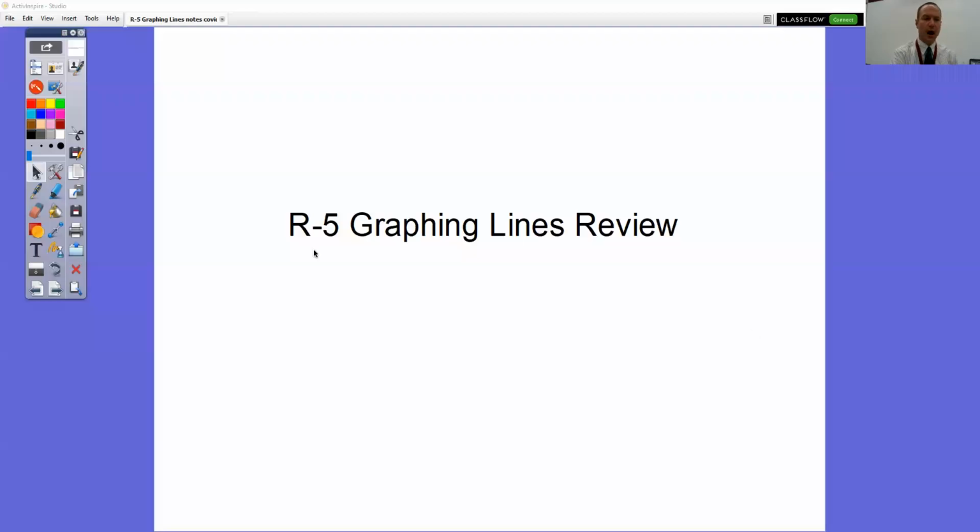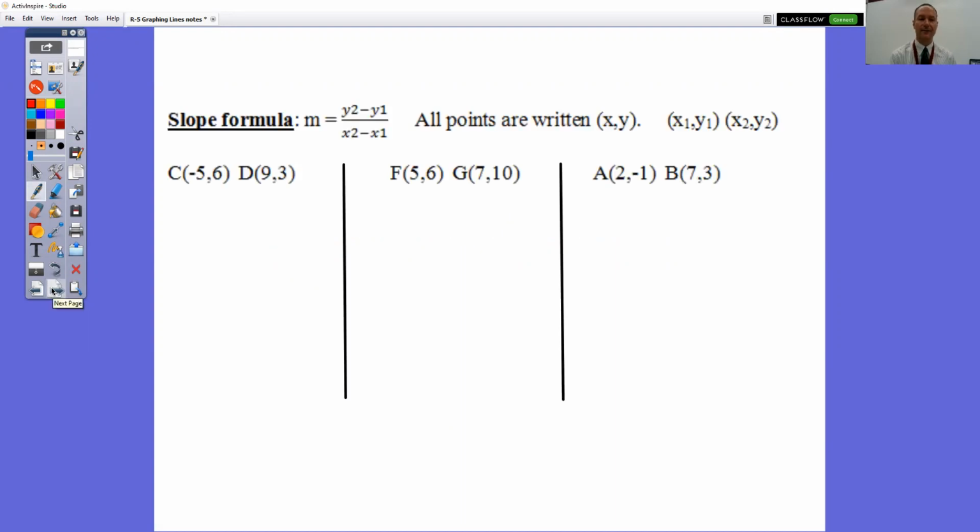This is a lesson for R-5. Now, what I did was I broke R-5 into two parts. So this is really R-5 day one. All right. Tomorrow we'll do R-5 day two. This is actually the first half of chapter 3 that we just did about 2 months ago or so. All right. So this is all about graphing and slope and Y-intercept.